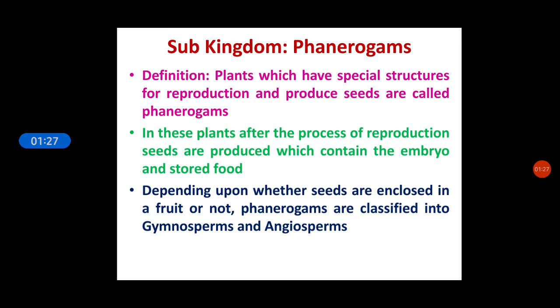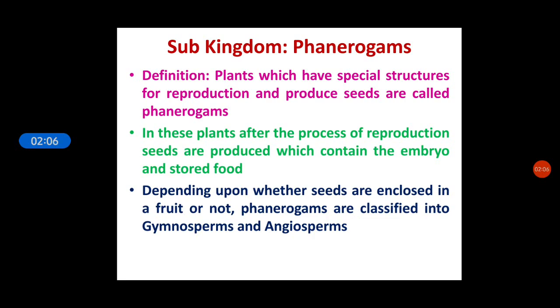Let's see about the phanerogams. Phanerogams are seed-bearing plants, also called the flowering plants. These are the most advanced plants in the Plantae kingdom. These plants are also known as the spermatophytes. We can define phanerogams as plants which have special structures for reproduction and produce seeds. They have a well developed plant body, that is, the plant body is divided into distinct root, stem and leaves.